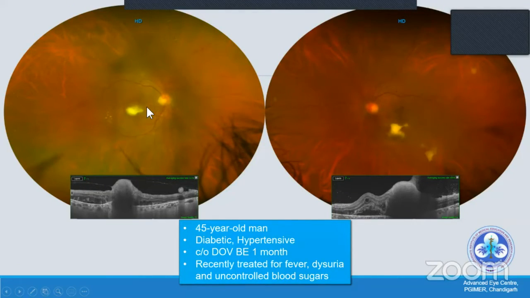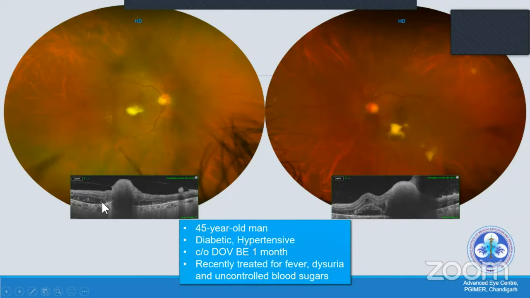Another case of a 45-year-old diabetic man who presented with decrease of vision for the last 1 month, had fever, dysuria, and uncontrolled blood sugars. You can see this endogenous endophthalmitis picture. Right eye, the lesion coming out right at the posterior pole in the fovea, and the left eye along the inferotemporal arcade, and another lesion right here.